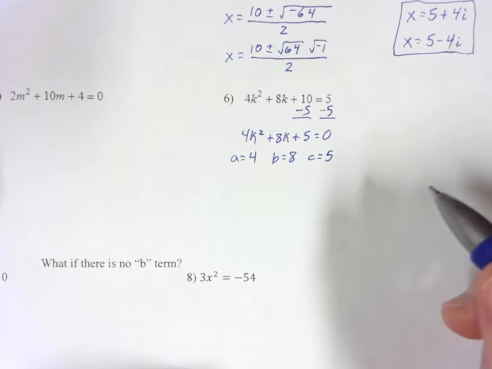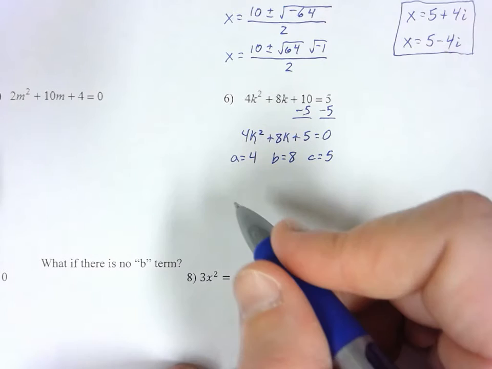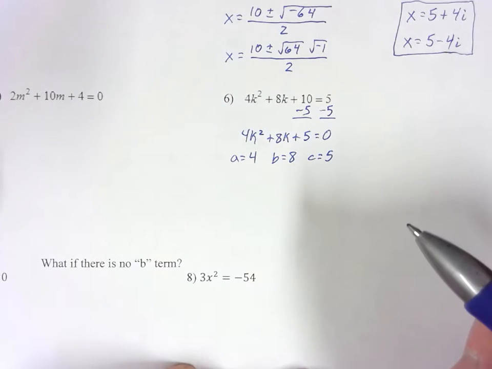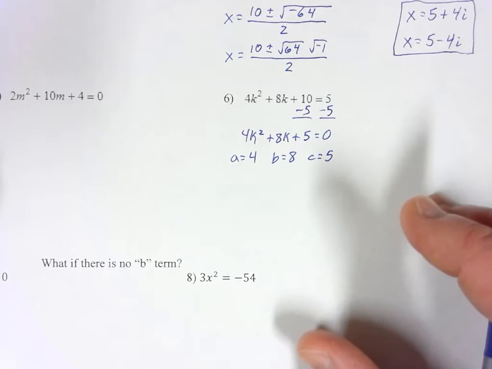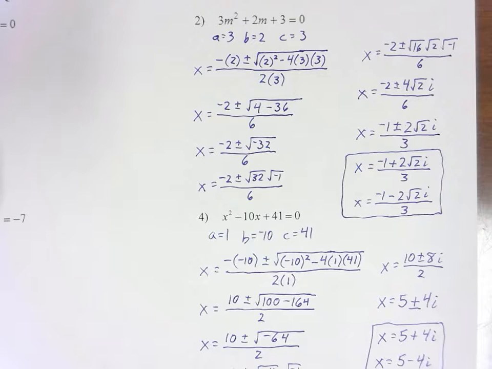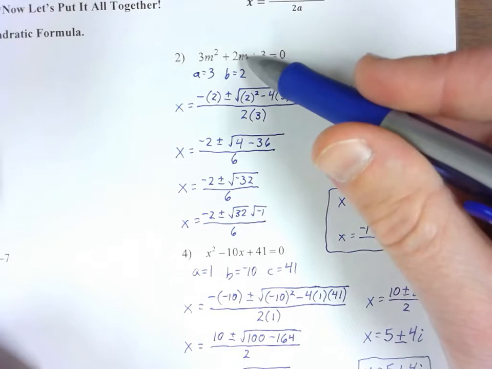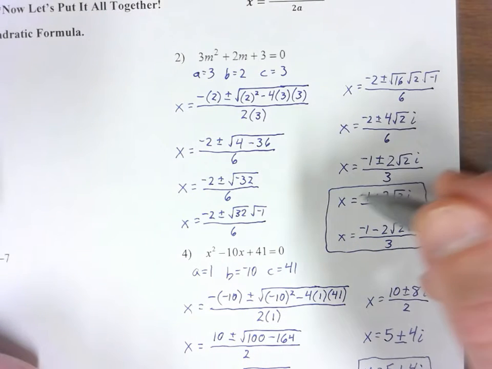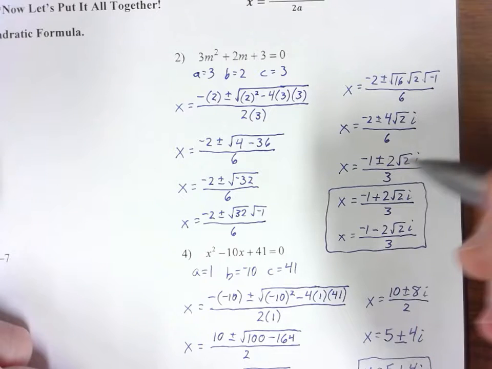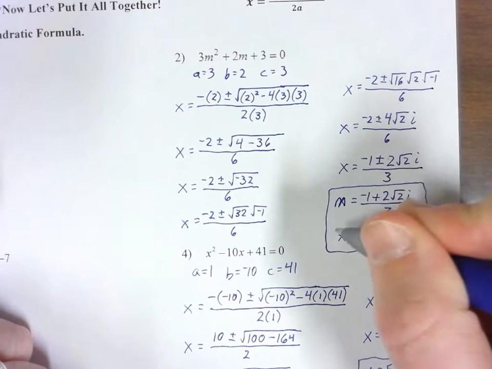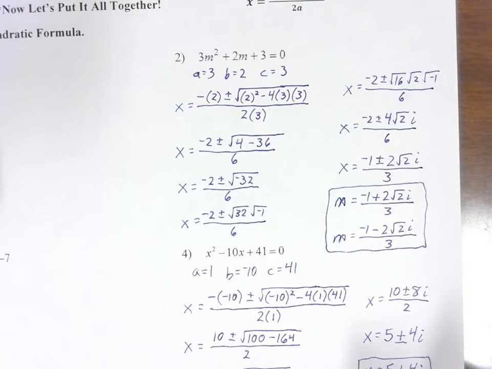Now into the quadratic formula. I just realized that back on number 2, my variable was not x, it was m. So all of these I need to change to m, which I'll go back and do white out before posting the key.